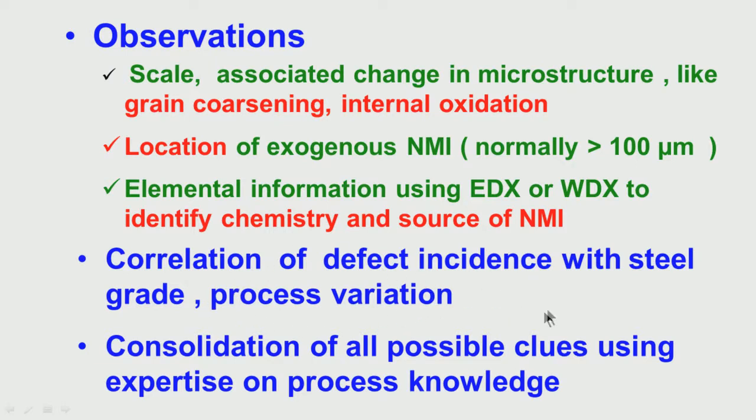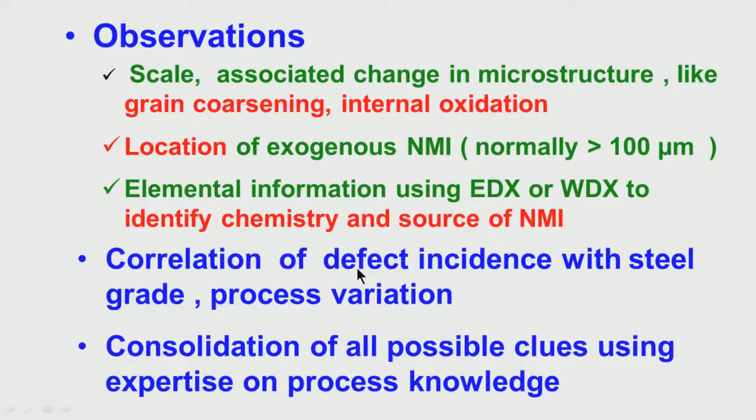What is process variation? That means during continuous casting, at what stage is any defect taking place? Was there a variation? Was there a sudden fluctuation in casting speed? That is very important. What was the mold level fluctuation? Again, these are all possible to identify in modern casters. So, you know at what stage of casting this variation had taken place, and you try to correlate whether the defect is coming in the product at that stage or not. So, all this correlation is very important.